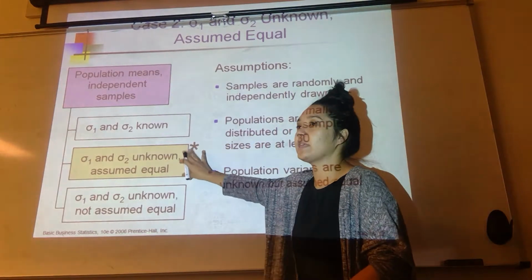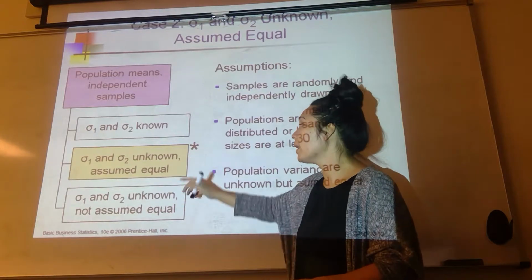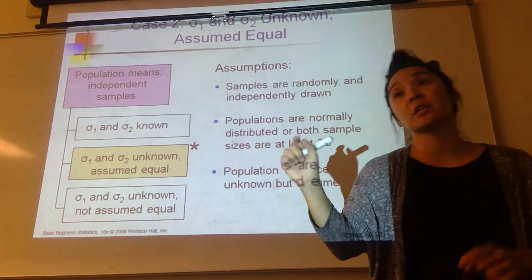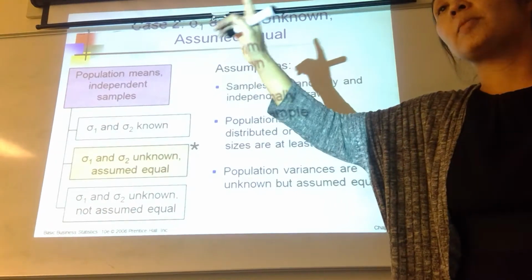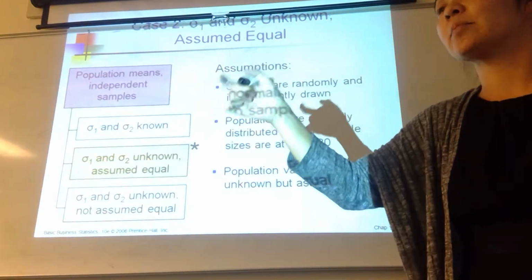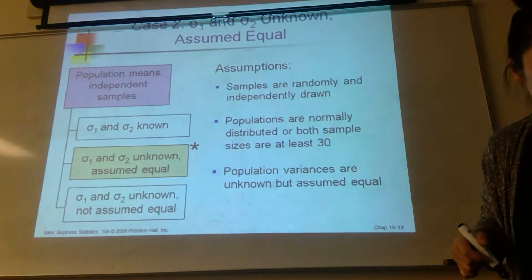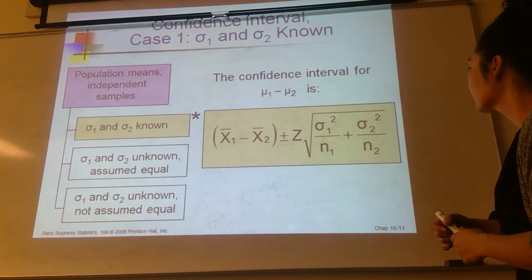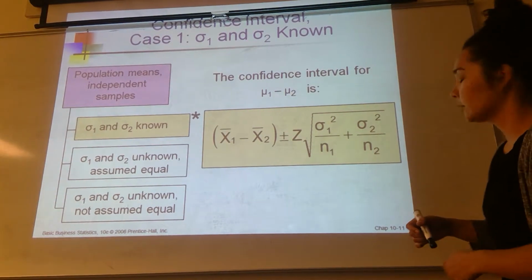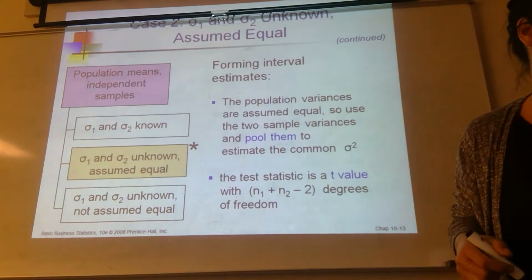All right, so the second case is basically we don't know the standard deviations, but we assume that the standard deviations for the two populations are equal. Why is that important? Because then, notice, I'll show it to you.